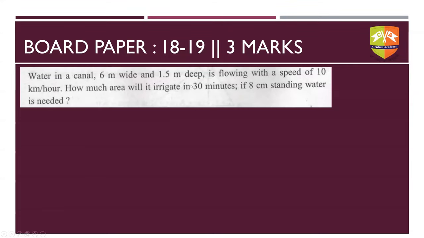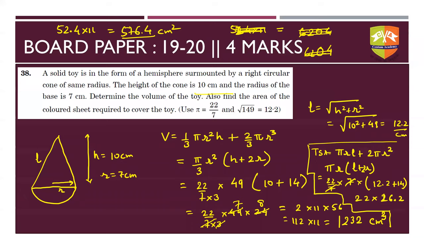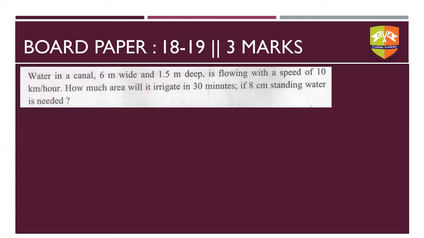This is interesting. Water in a canal 6 meter wide, 1.5 meter deep is flowing with speed of 10 kilometers per hour. How much area will it irrigate in 30 minutes if 8 centimeter standing water is needed? One second, could you go back? I went back. Yes, Aditya. So I told you what is volume flow rate. Volume flow rate is cross section area into velocity. So that will be helpful to you. Always remember volume flow rate. Is that done, Aditya? Can we proceed?